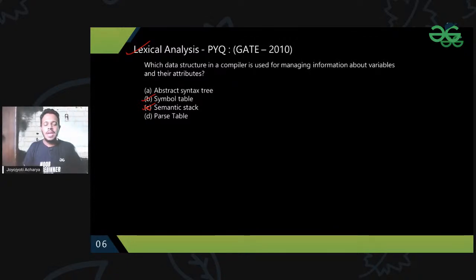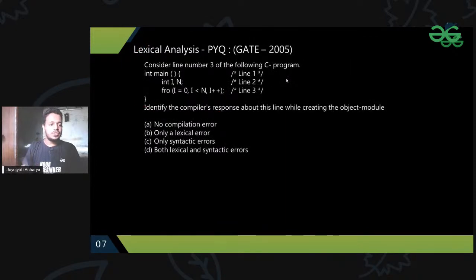In our compiler we have this symbol table, and we usually take note of all of the attributes and variables and their information in the symbol table itself. So the answer for this question should be symbol table. Symbol table is the data structure in which we take the information of all the variables as well as their attributes. Okay, so fine. What is the next question?